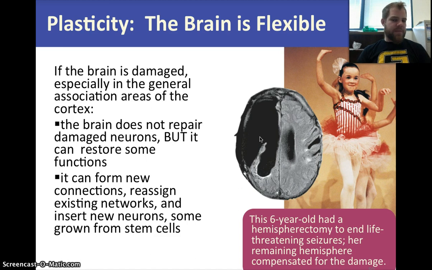It forms new connections, reassigns existing networks, and inserts new neurons, some grown from stem cells. So this is amazing to me. The fact that the brain can basically pick up all of the stuff that was going on here and reassign it to areas here and make do with what it has. So this little girl is functioning like a normal human being. Look, she's doing ballet. So plasticity, just look at the word, you think of the word plastic. What can plastic do? Kind of reshape itself and mold itself into something different. So this is the brain's ability to be flexible and to mold and shape itself as needed.